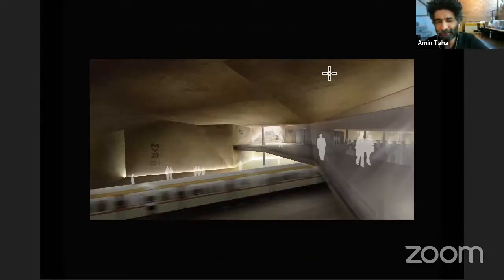So ultimately, the language of that architecture was one of subterranean caverns formed by the landscape, and then the platforms, etc., almost like mining technology, props with platforms supported by those props.